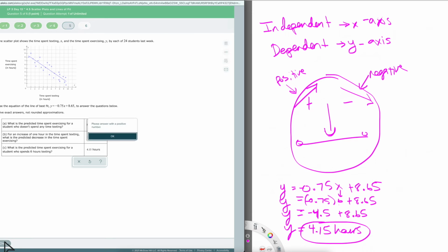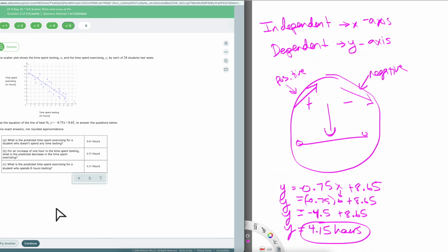Only positives. Oh, okay. Why did it? So it didn't want me to put the negative in because it's actually telling me that it's a predicted decrease. So it just wants the 0.75. That's what it was correcting me on there.